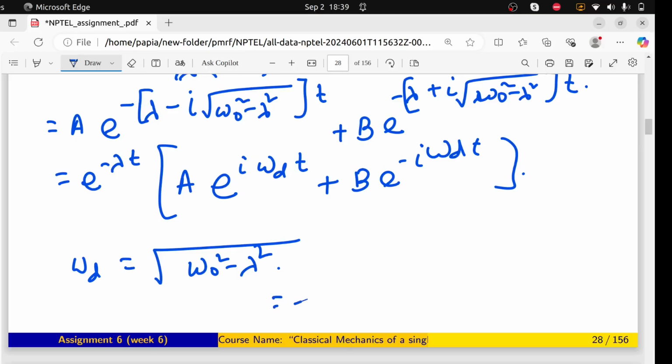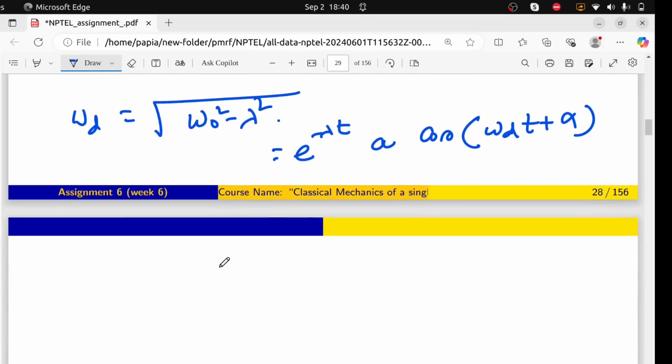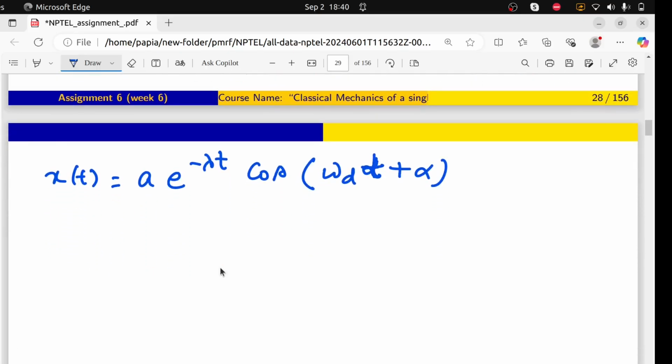So I can say here that e to the power minus lambda t and some other constant a, and then cos omega d t plus alpha, any other constant, the initial phase. So our x of t is a e to the power minus lambda t cos omega d t plus alpha. So that means what? This is nothing but an oscillating function, but with an amplitude which is decaying with time.